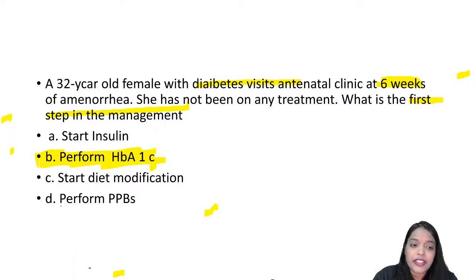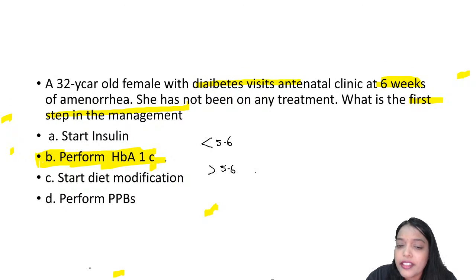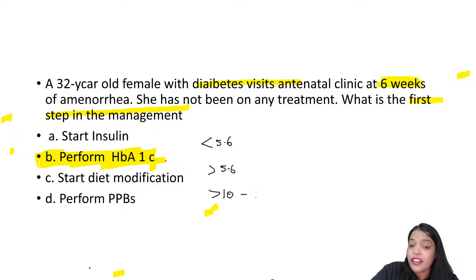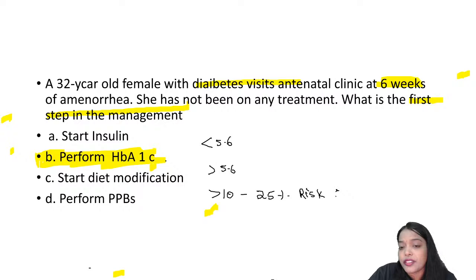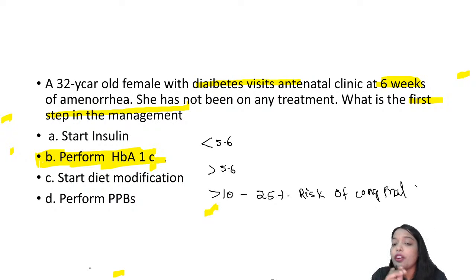So if HbA1c is less than 5.6, excellent. But if HbA1c is more than 5.6, it increases the risk of teratogenesis. But if HbA1c is more than 10, you have a 25% risk of congenital malformations. So to assess whether she is at risk of congenital malformation or not, I ask her to do an HbA1c.